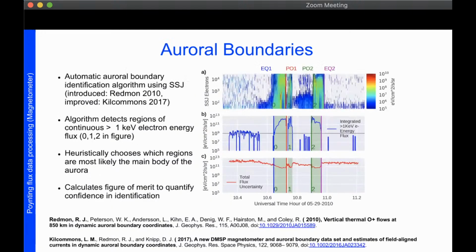Bringing that forward just a little bit more, we have an automated auroral boundary identification that was introduced by Redmond, improved by Liam Kilcommons, and so we can get, as a satellite is going over one hemisphere or the other, the equatorward boundary of a pass coming into the auroral zone, the polar boundary, polar cap, and then polar boundary again, and equatorward boundary. This algorithm calculates a figure of merit to help us quantify the confidence in the identification of those boundaries. And you can read more about that in these two references.